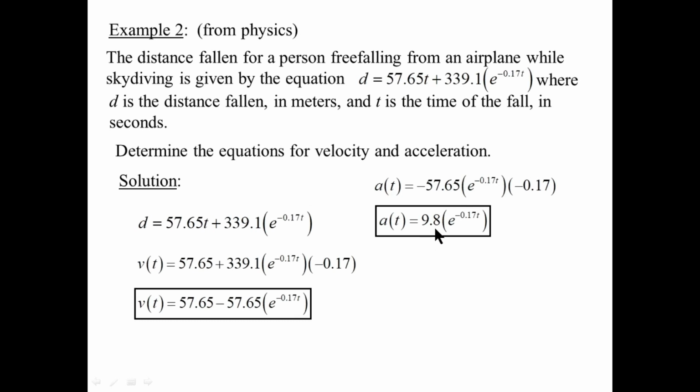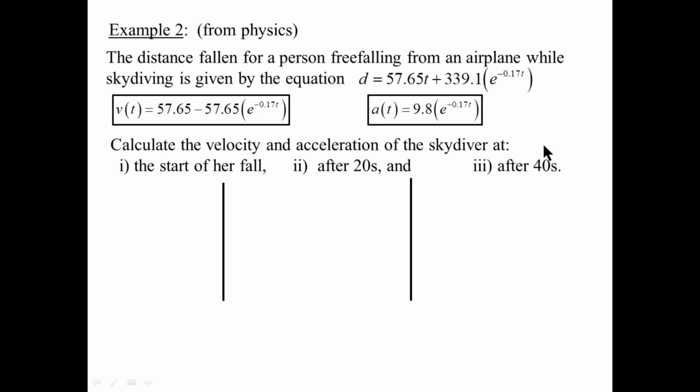Acceleration at a given time is 9.8 times e to the negative 0.17 t. This is a positive number because we're measuring the distance from the plane, not from the ground. Bringing the two equations forward for velocity and acceleration, calculate the velocity and acceleration of the skydiver at several points in her fall: at the start of her fall, after 20 seconds, and after 40 seconds.